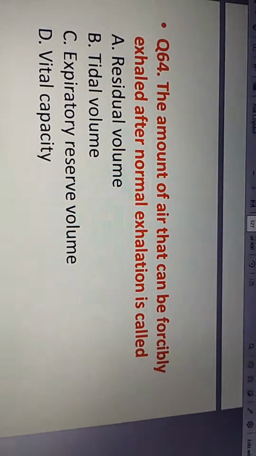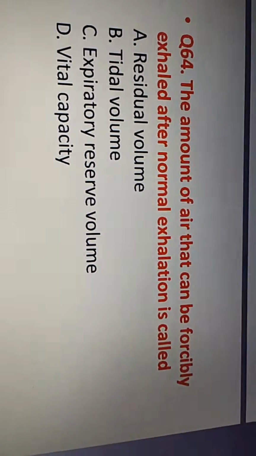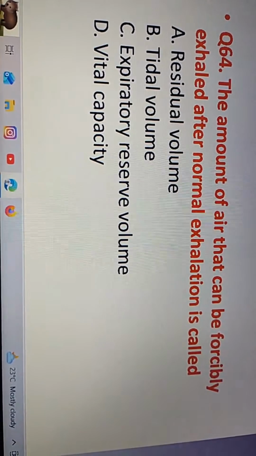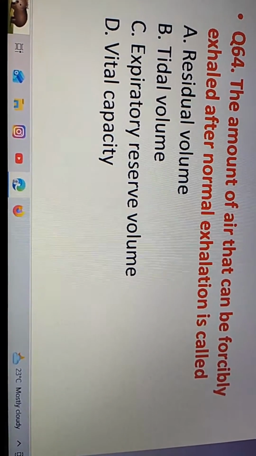Next question. The amount of air that can be forcibly exhaled after normal exhalation is called option A, residual volume. Option B, tidal volume. Option C, expiratory reserve volume. Option D, vital capacity.